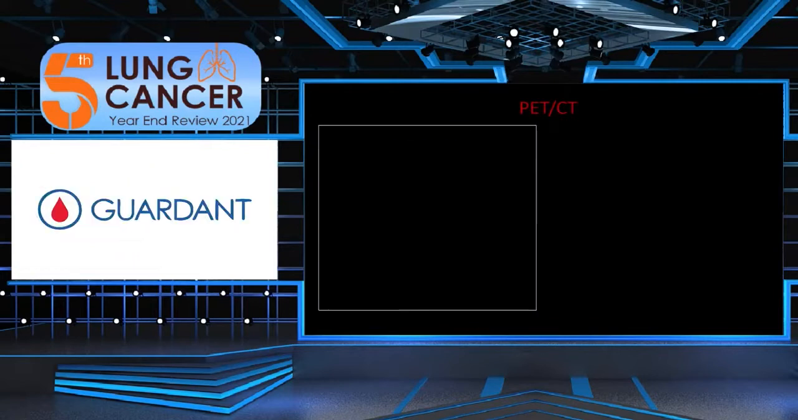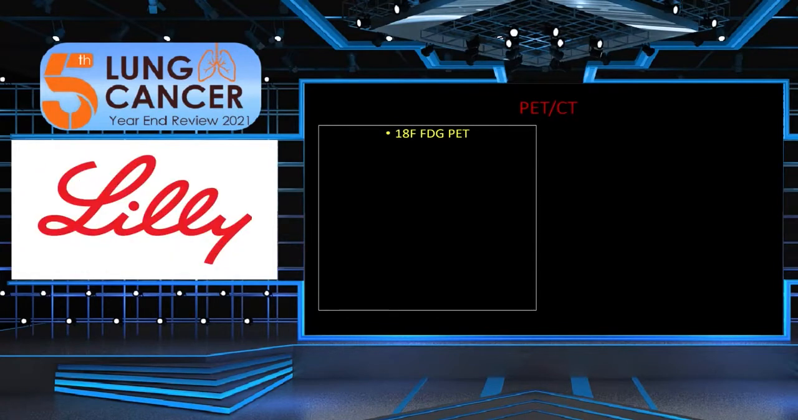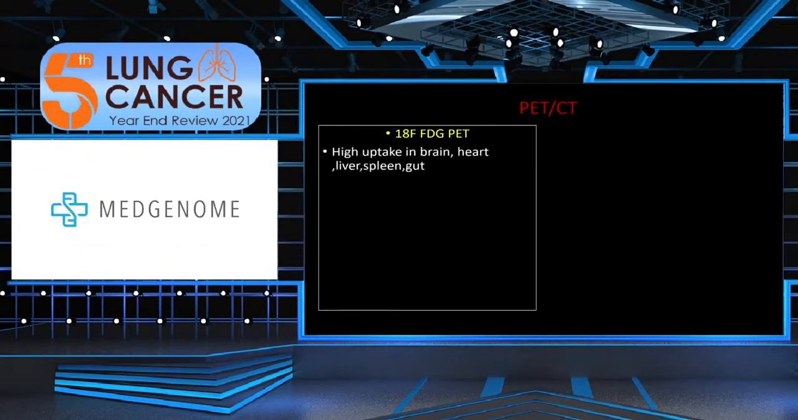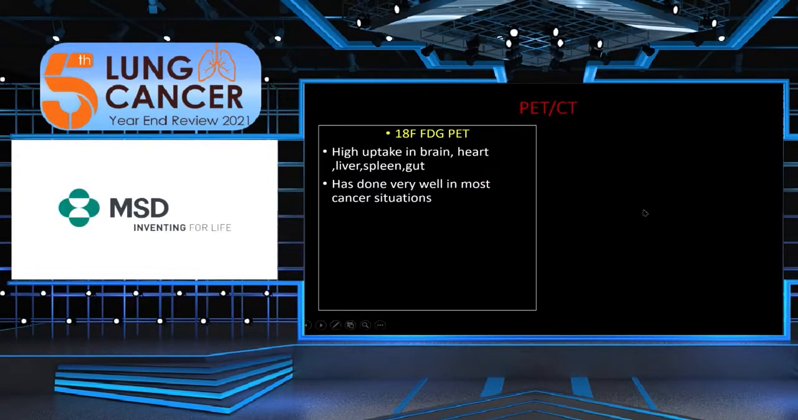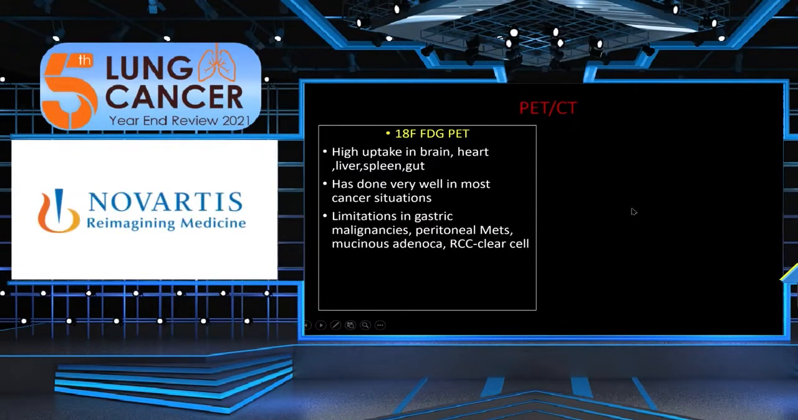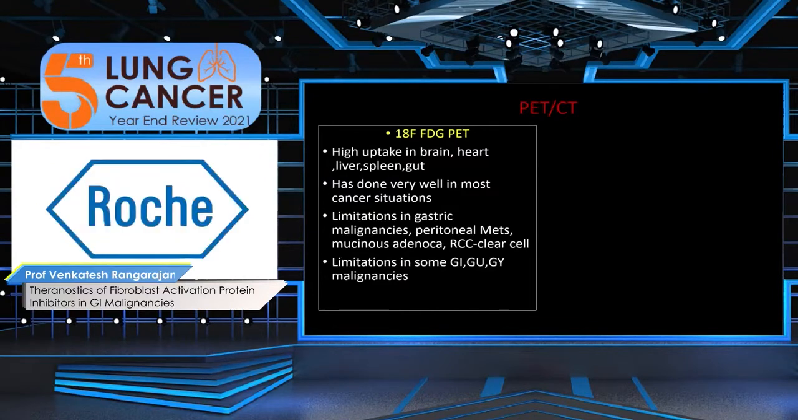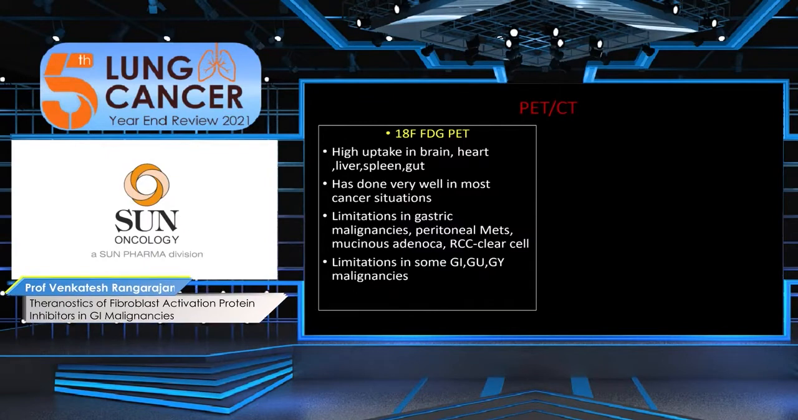So, in PET-CT, the current standard of care, which is the 18F FDG PET, fluorine-18 labeled deoxyglucose, has high uptake in brain, heart, liver, spleen, and gut, and it has done extremely well in most cancer situations, although it has limitations in gastric malignancies, peritoneal metastasis, mucinous adenocarcinomas, and also in clear cell carcinomas. Limitations, therefore, exist in some GI, GU, GY malignancies.